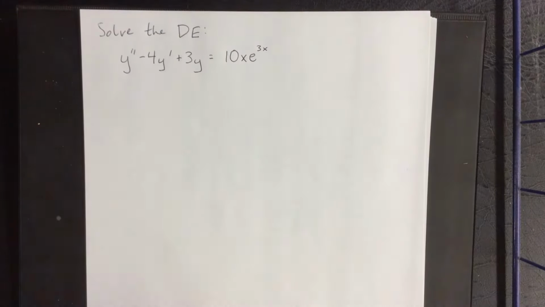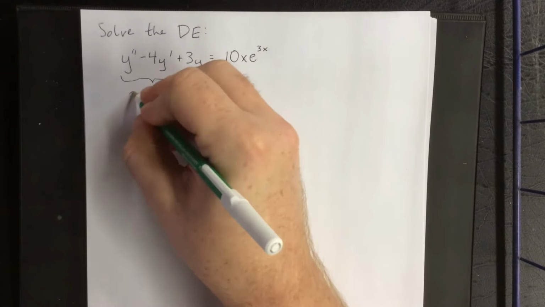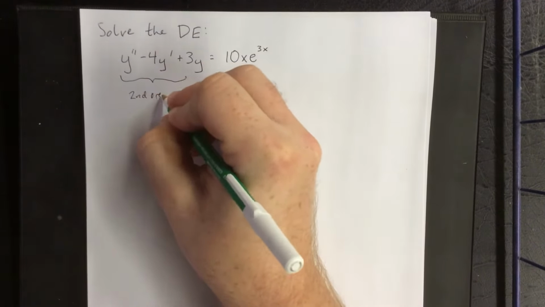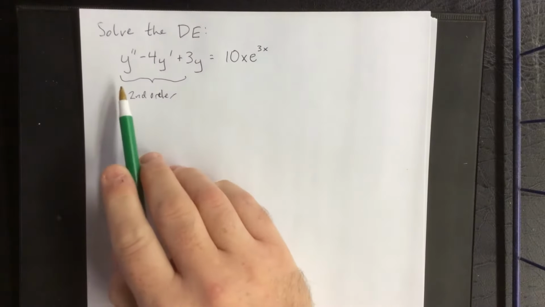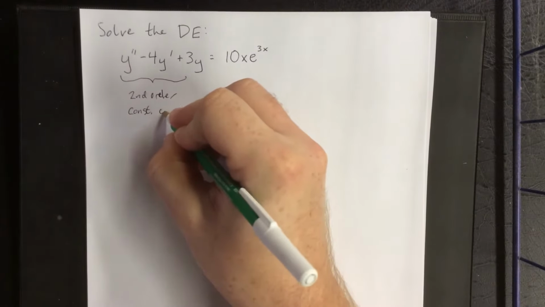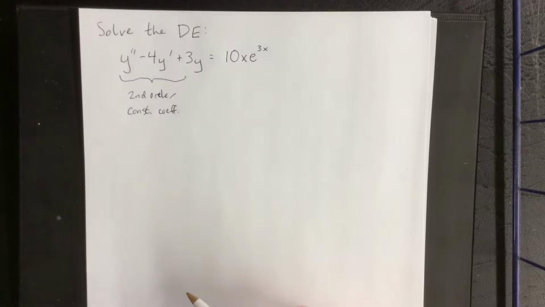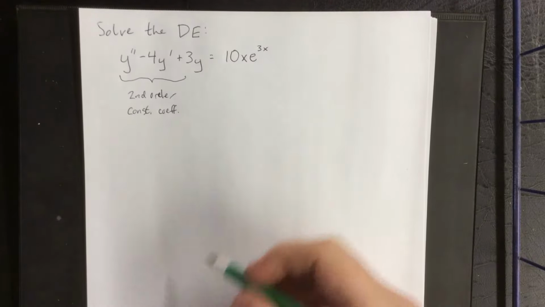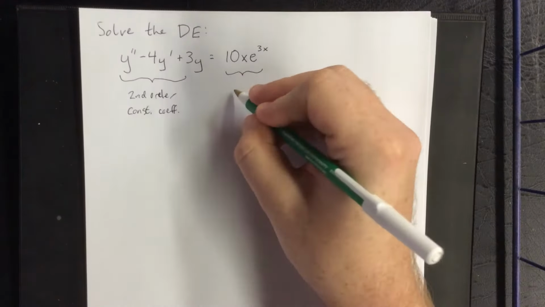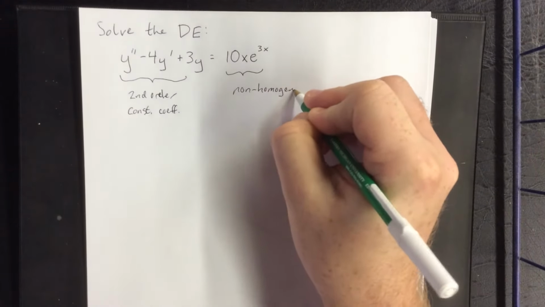Now, first thing you're going to want to do anytime you're taking a look at a differential equation like this one is just recognize what you have. So first thing I'm going to do is over on the left hand side we'll identify this as being second order due to the fact that the highest order derivative we see is the y double prime. I see that we have constant coefficients, which means that we will be able to use the technique of either annihilators or variation of parameters. And then over on the right hand side I see that this is not equal to 0, which allows us to identify it as non-homogeneous.